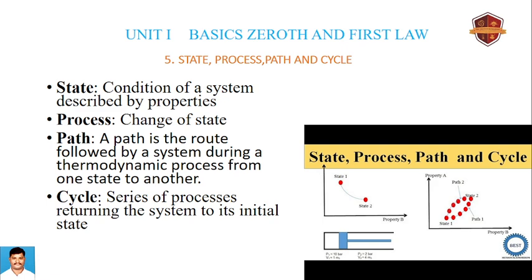Next one, cycle. The system starts at state 1, undergoes one or more processes, and finally comes back to state 1. Net changes in state properties equal 0. Example, heat engines, Otto cycle, Diesel cycle, Rankine cycle.